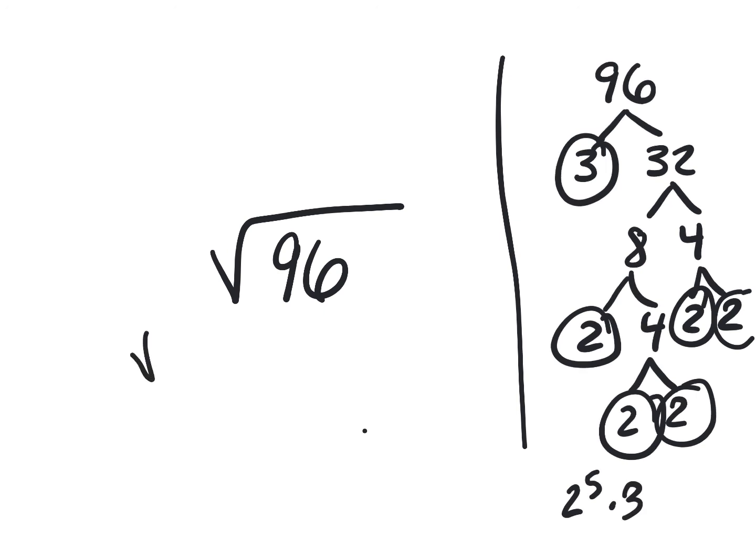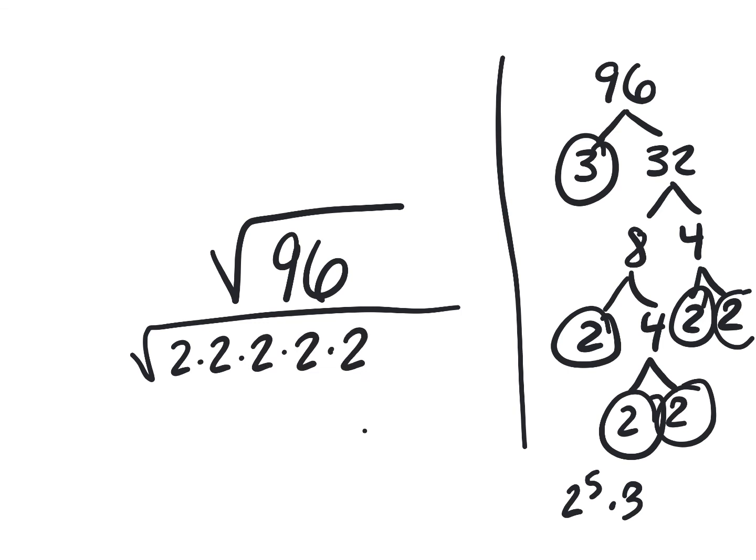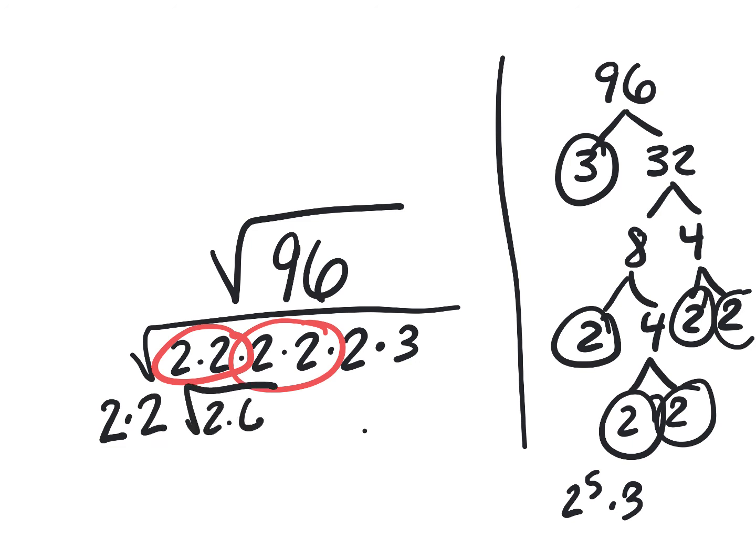So I'll put those underneath. 2 times 2 times 2 times 2 times 2 times 3. So every little cluster of 2, one comes out. So 2, another cluster out. And now I have 2 times 3 left inside. So I'll end up with 4 square roots of 6, 2 times 3.